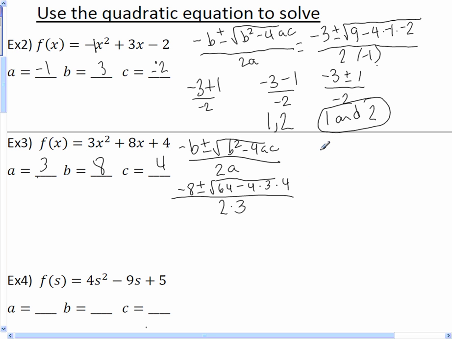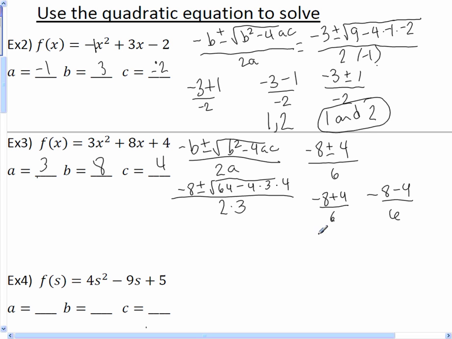So what I end up with here is negative 8 plus or minus the square root of 16. You can do that on a calculator. The square root of 16 is 4. So we get negative 8 plus or minus 4 over 6. Then we break it off into two problems: negative 8 plus 4 over 6 and negative 8 minus 4 over 6.